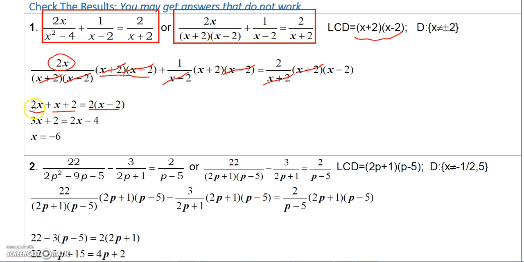Okay, now if I sum 2x and x over here, I'll get 3x plus 2 on the left. And then if I multiply 2 times x minus 2, I'll get 2 times x and 2 times negative 2, so I'll get 2x minus 4. Now here, I probably should have showed you some more steps, but what I'm going to do is simply subtract 2 from both sides, and that'll give me 3x on the left.